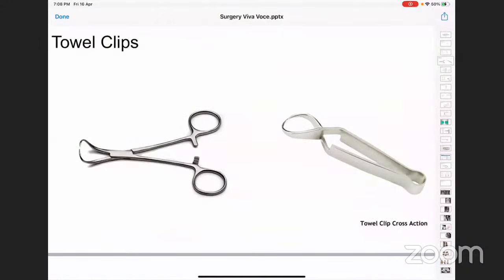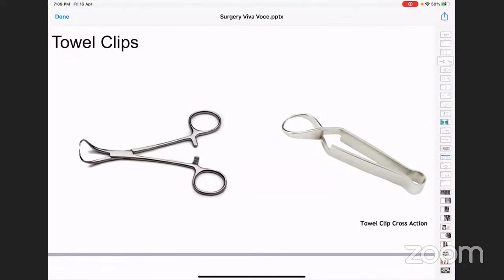So as you can see, the tip is curved and pointed. Okay, so this is used to hold towels in place. And there is one other type of towel clip known as a cross-action towel clip or a Doyen's towel clip, spelled D-O-Y-E-N, Doyen's towel clip. Okay, so this has a different joint system and a different handle.